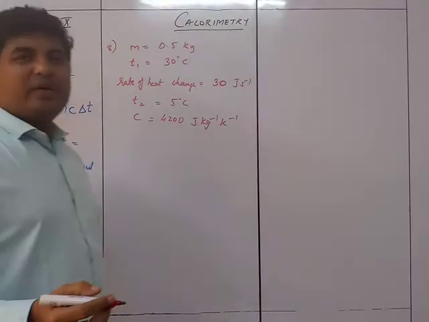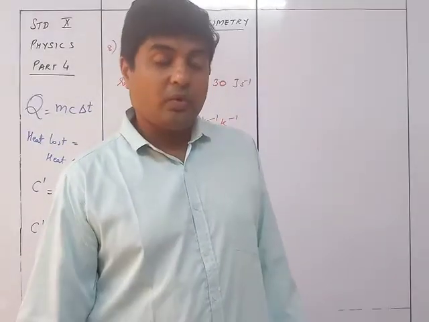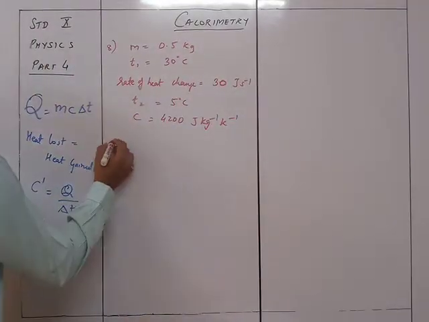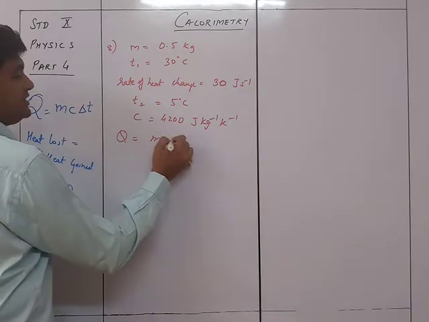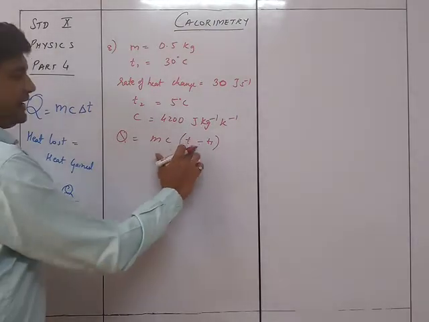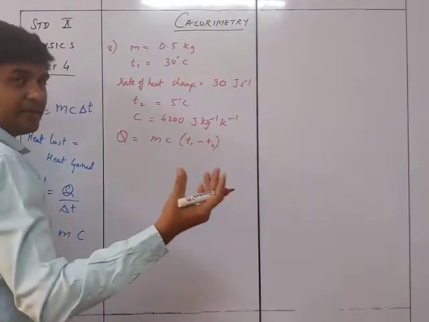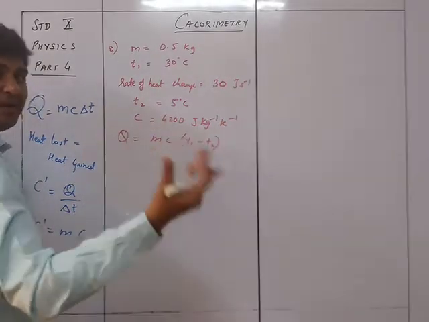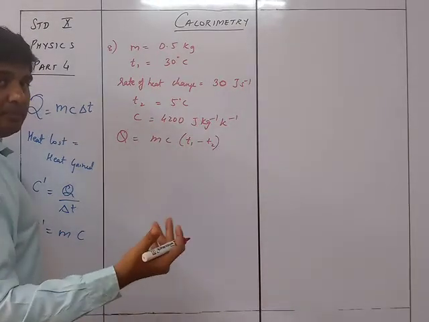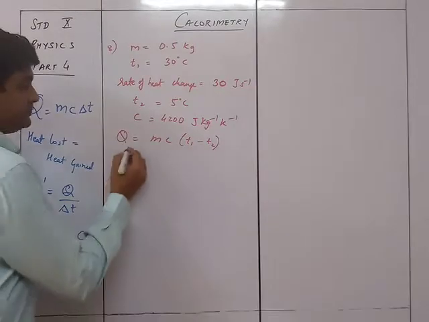So first of all, we'll forget the rate, we don't need the rate right now. First, what do we need? We want the total heat energy required. So the heat energy required is mC delta T. We know that Q is equal to mC delta T, where delta T is T2 minus T1, or I'll take it as T1 minus T2 because it can never be negative. It's a change in temperature. In a change in temperature, whatever the condition, always subtract the smaller from the greater.